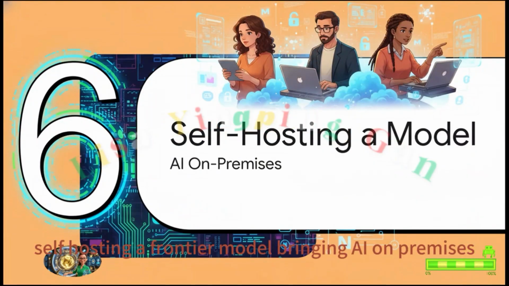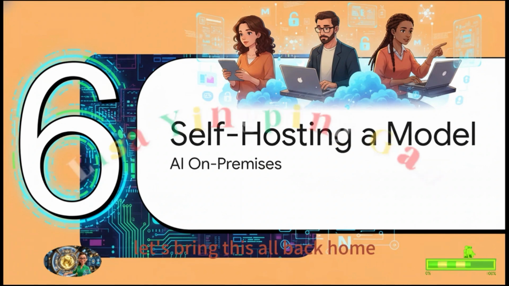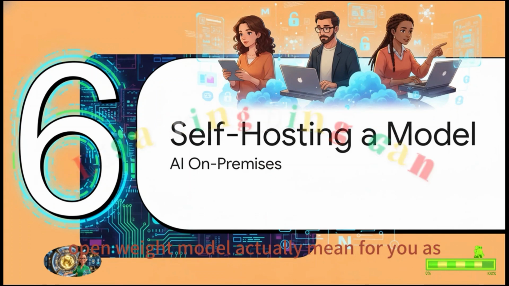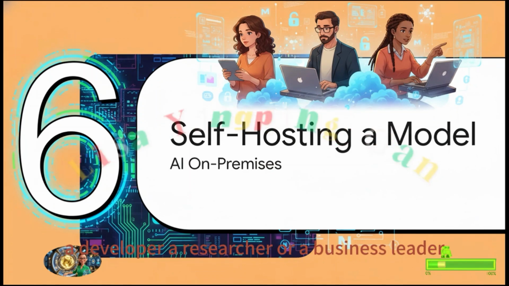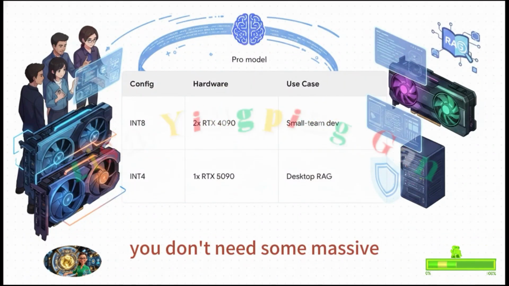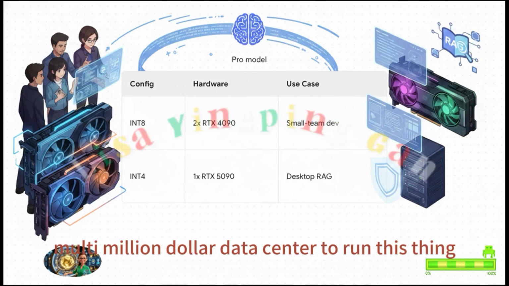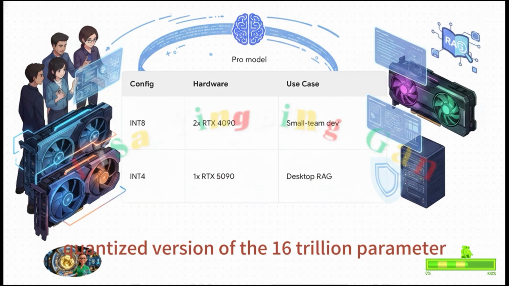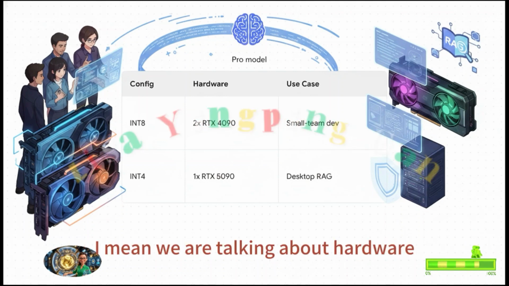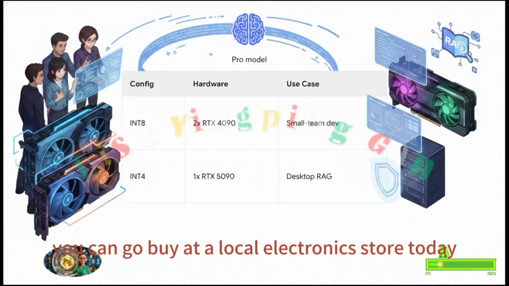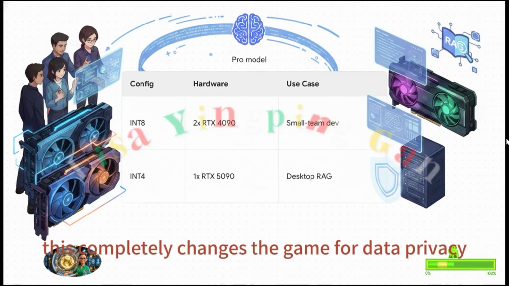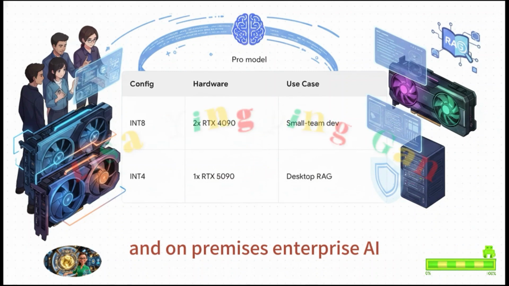Section 6. Self-hosting a frontier model, bringing AI on premises. Let's bring this all back home. What does a highly efficient, MIT-licensed open-weight model actually mean for you as a developer, a researcher, or a business leader? Well, it means you can take it offline and run it yourself. Because of its sparse architecture, you don't need some massive multi-million-dollar data center to run this thing. You can actively self-host a compressed, quantized version of the 1.6 trillion parameter Pro model on standard consumer graphics cards. When we are talking about hardware you can go buy at a local electronics store today, like dual RTX 4090s or a single RTX 5090. This completely changes the game for data privacy and on-premises enterprise AI.